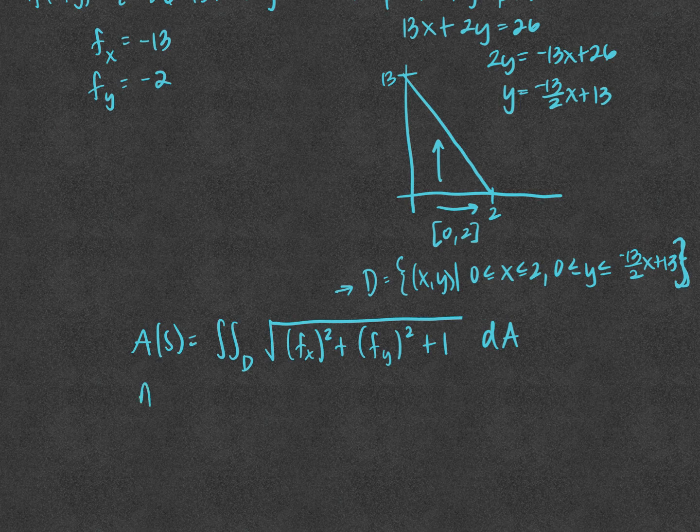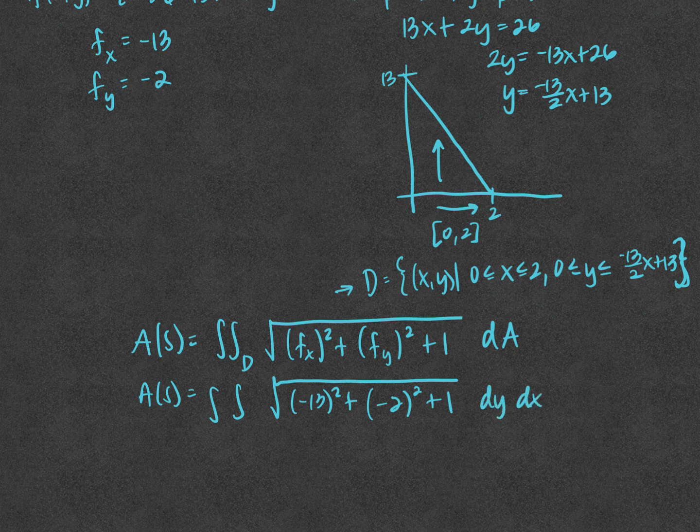So it says the area of the surface is equal to the double integral. I'm going to leave spaces here. Our partial with respect to x is negative 13 quantity squared, plus the partial derivative with respect to y, negative 2 quantity squared, plus 1. I'm going to integrate with respect to y and then with respect to x. So the bounds for y are 0 and negative 13 over 2x plus 13, and the bounds for the x integral are 0 to 2.